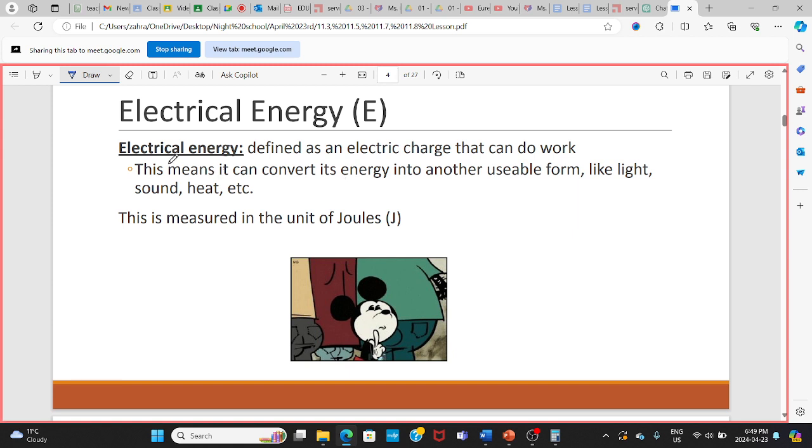Electrical energy, again, I did talk to you about energy, but let's see what it says. It is defined as electric charge that can do work. This means it can convert its energy to another usable form like light, sound, heat, etc. I'm just going to put the circuit here. Let's say you have a light bulb here, right? The positive charge is moving from positive to negative.